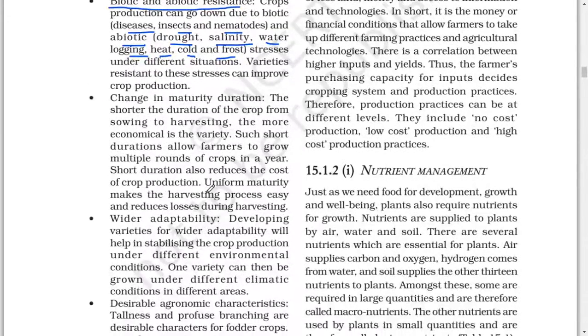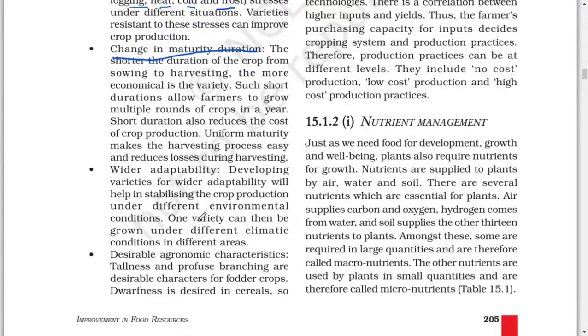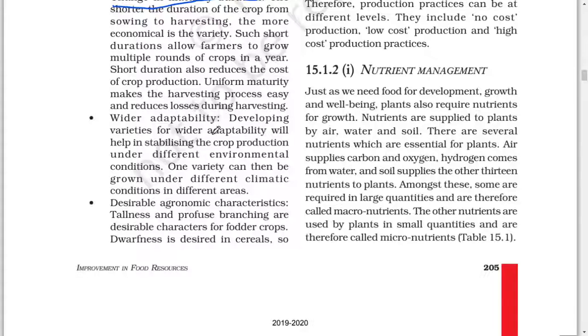Change in maturity duration. The shorter the duration of the crop from sowing to harvesting, the more economical is the variety. The short duration allows farmers to grow multiple rounds of crop in a year. Short duration also reduces the cost of crop production. Uniform maturity makes the harvesting process easy and reduces losses during harvesting.